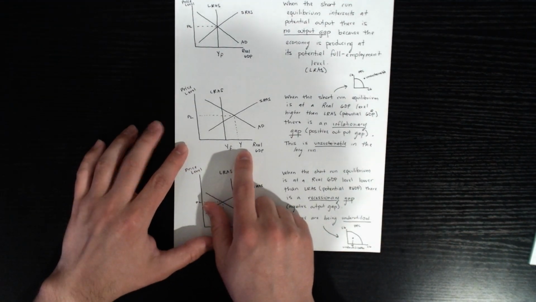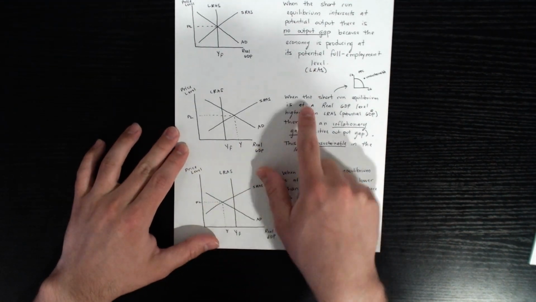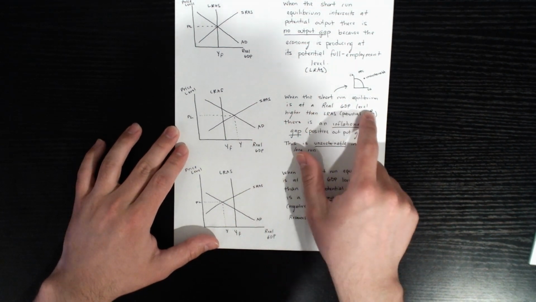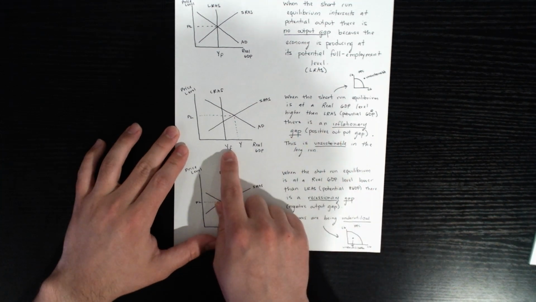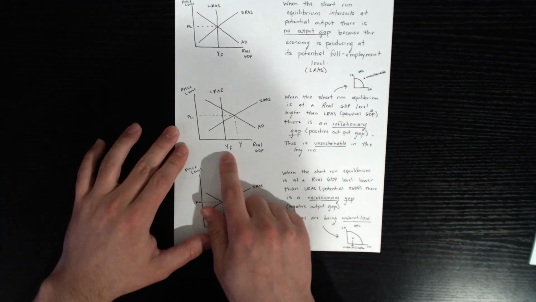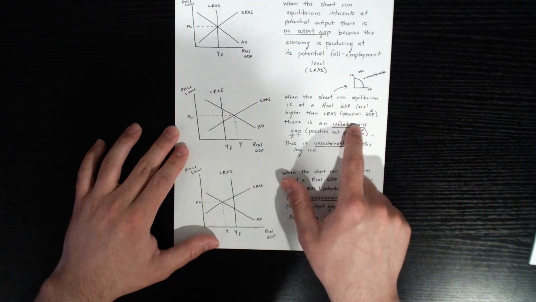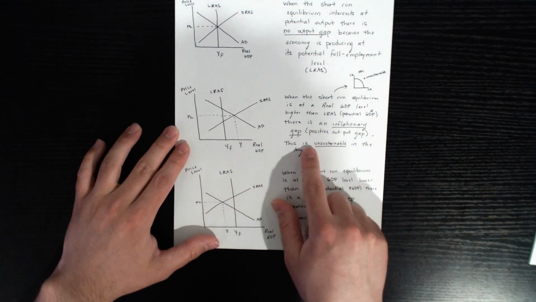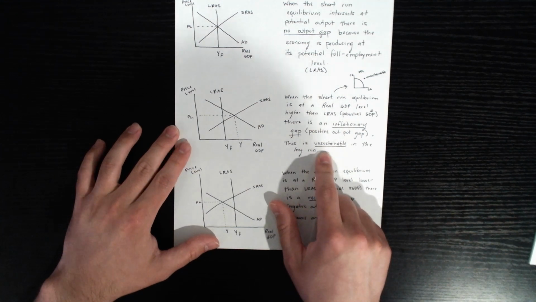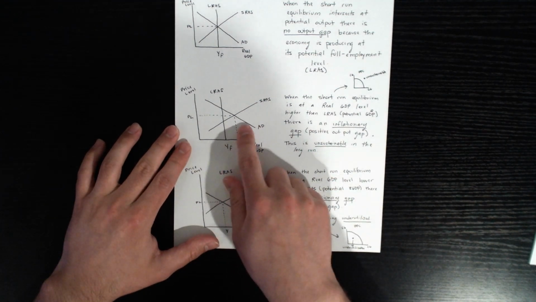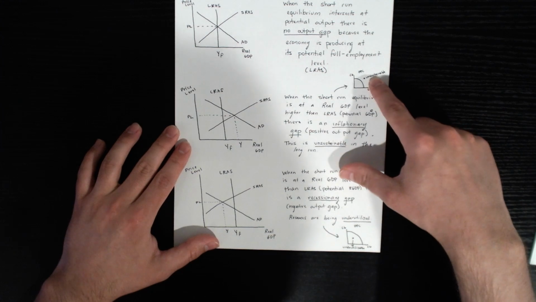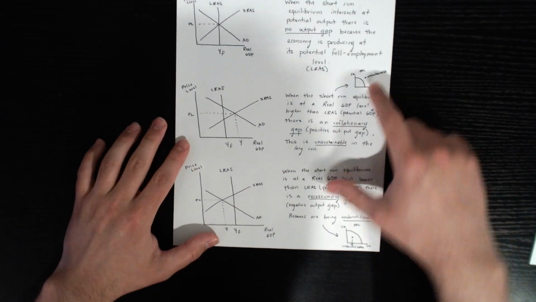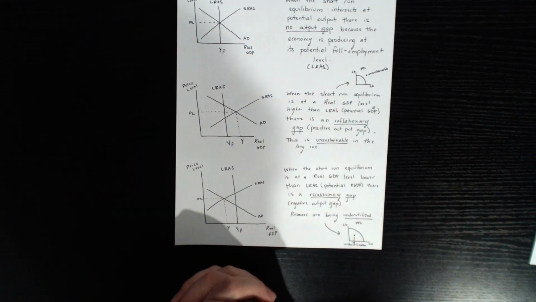Here, our production is more than full employment. So when the short run equilibrium, which is this one, is at a real GDP level that is higher than potential GDP at full employment, there's an inflationary gap, also called the positive gap. This is going to be unsustainable in the long run. So you can see this is the same as a point outside of the PPC right there. We cannot keep that going forever. This will lead to higher inflation.